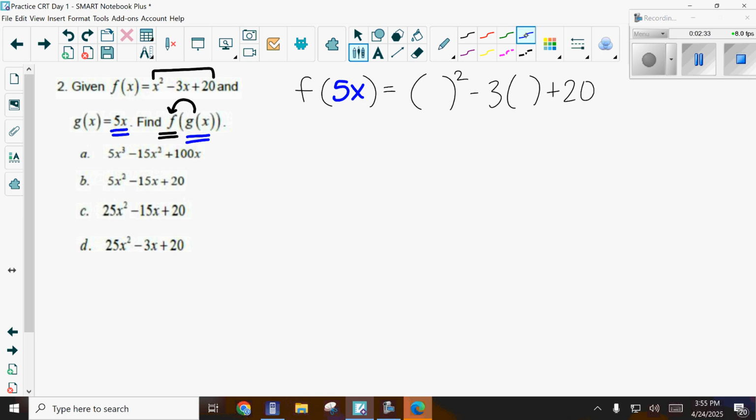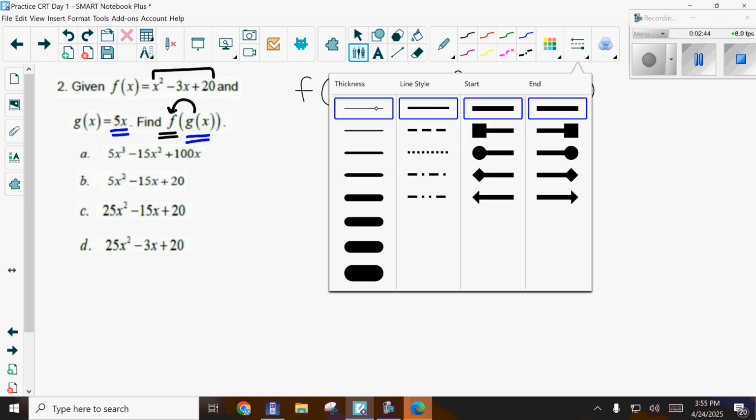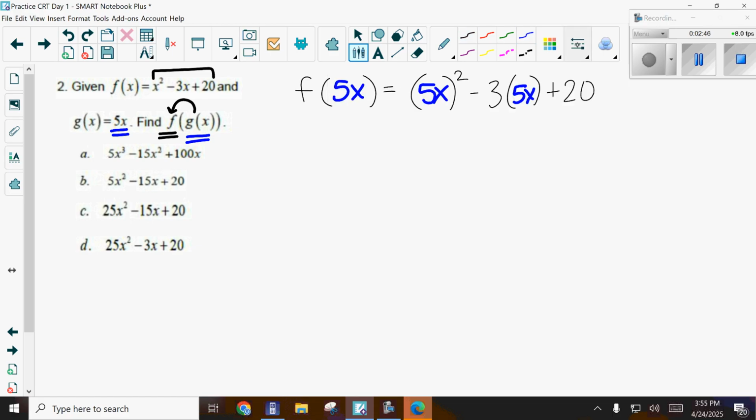Then what we're going to do is we're going to plug in the 5x into each parentheses. So whatever's in your parentheses, it's got to be in all the parentheses. And then you just have to simplify. So if we simplify, 5x times 5x is 25x squared. Minus 3 times 5x is minus 15x. And then we just drop down to 20. And we can't simplify any further, so the correct answer should be choice C.